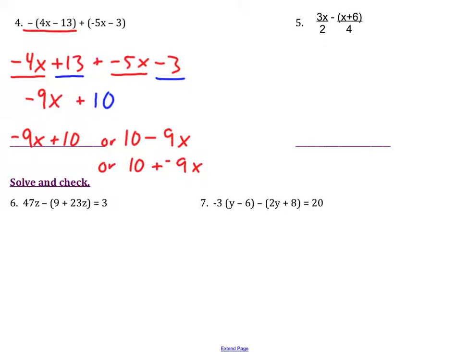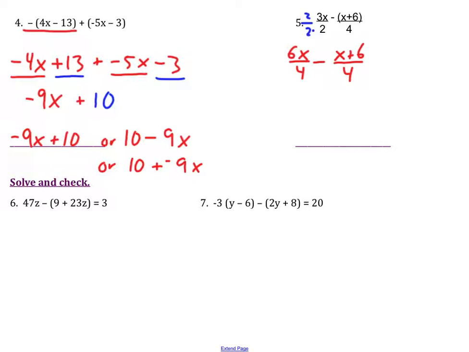Number 5, we're subtracting fractions. When we subtract fractions, we need common denominators. We'll use 4, because 2 and 4 both divide 4. So we're going to rewrite these both with 4's in the denominator. To change 3x over 2 into a fraction with a denominator 4, I've got to multiply that denominator, 2. 2 times 2 will give me the 4. But I've got to multiply top and bottom by the same thing, so I'm multiplying by 2 over 2. So 3x times 2 on top would be 6x. The other fraction I can just copy as is.